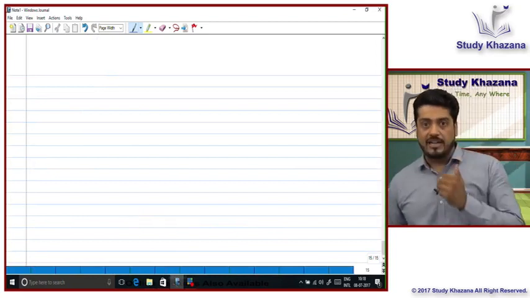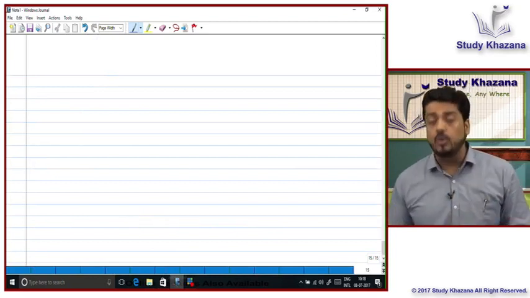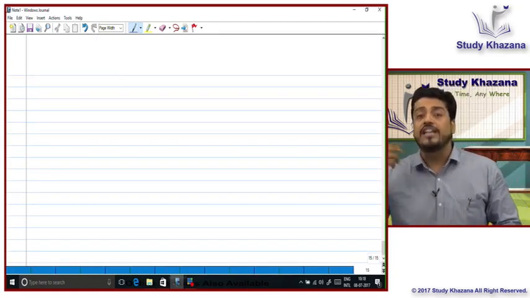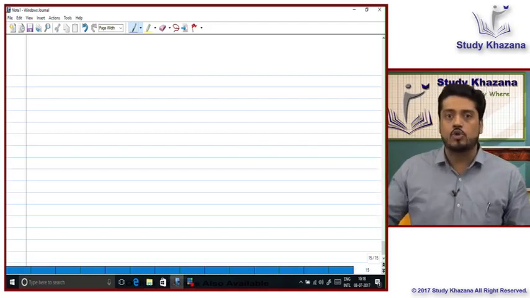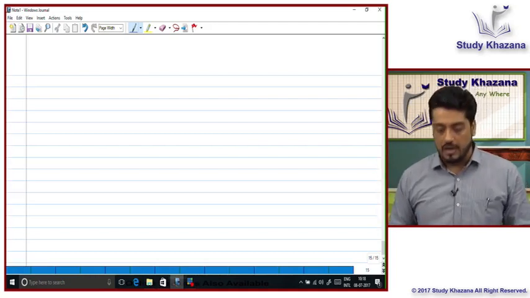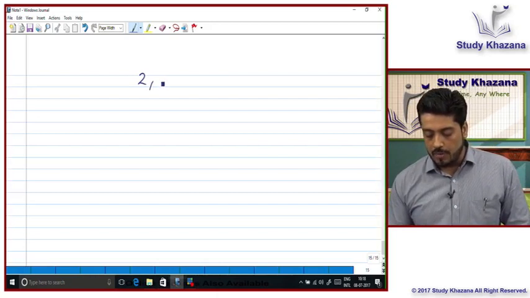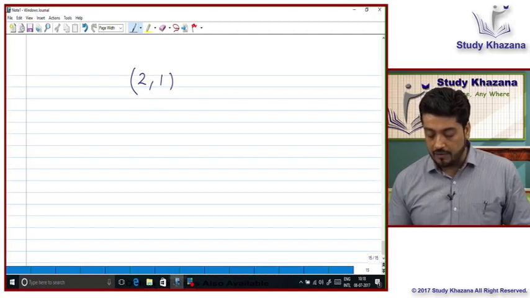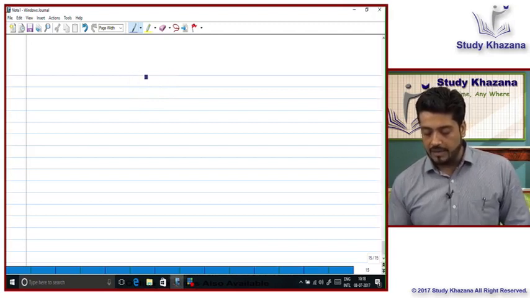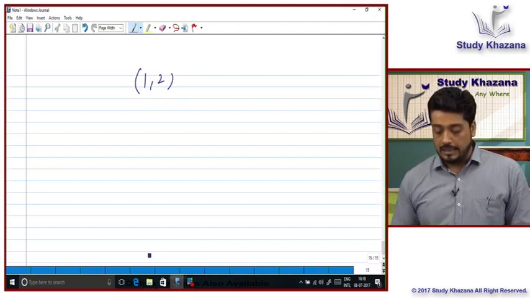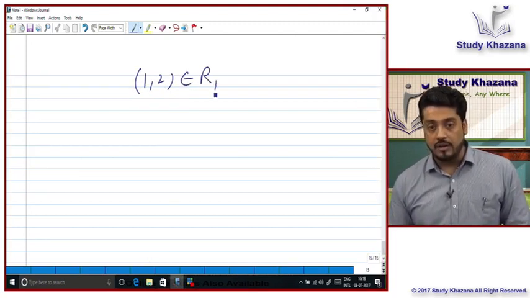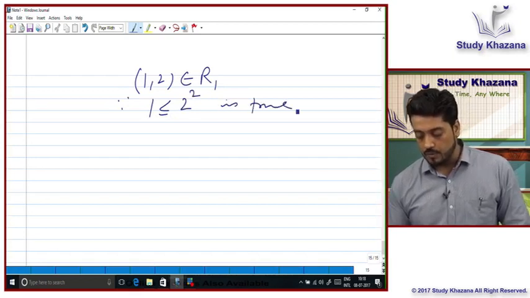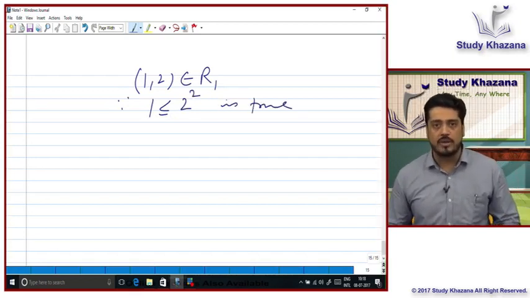Now come to symmetry. In symmetry, we need to show that if (a, b) belongs to R, then (b, a) also belongs to R. So I need to produce an example where (a, b) belongs to R, but the reverse tuple (b, a) does not. If I take (1, 2), can I say (1, 2) belongs to R1? Because 1 is less than or equal to 2 square is true. 1 is less than or equal to 4, that is a true mathematical statement.